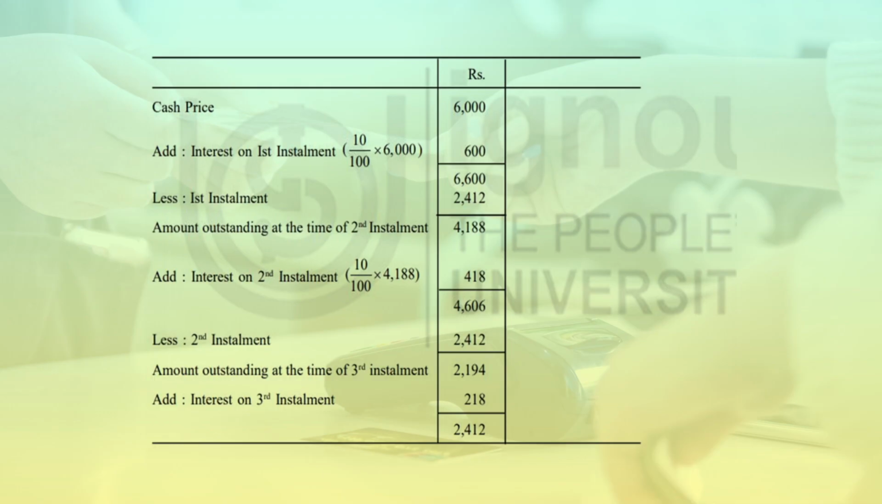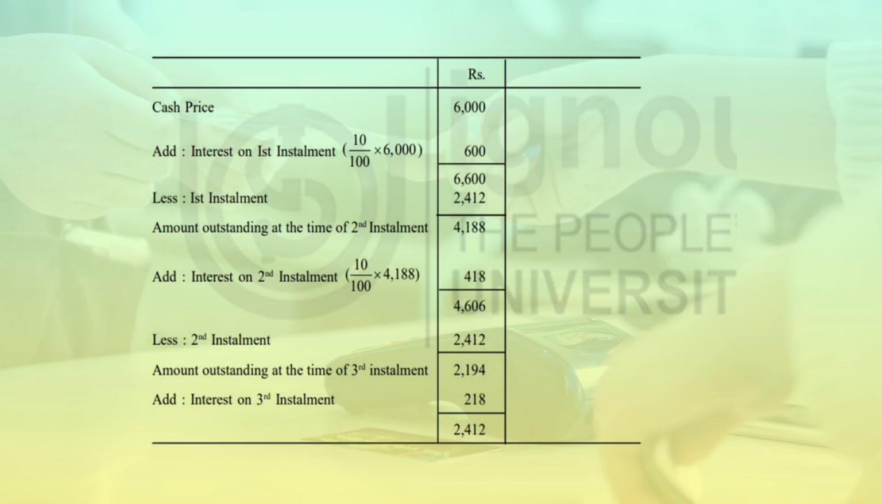So, the cash price was 6,000, add interest on the first installment. So, interest on the first installment, 6,000 at the rate of 10%, is 600. So, the total amount will be 6,600, less the first installment, which was 2,412. So, the amount outstanding at the time of the second installment would be 4,188.